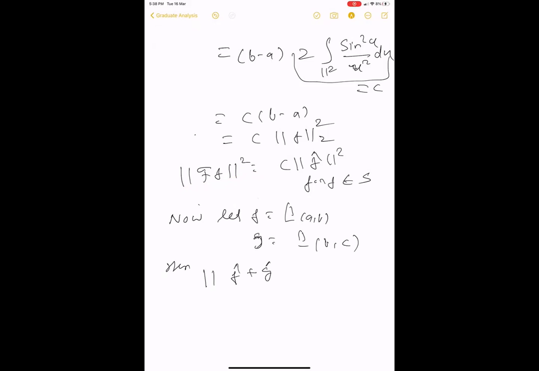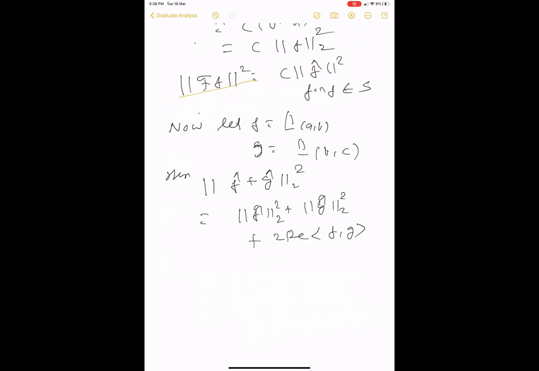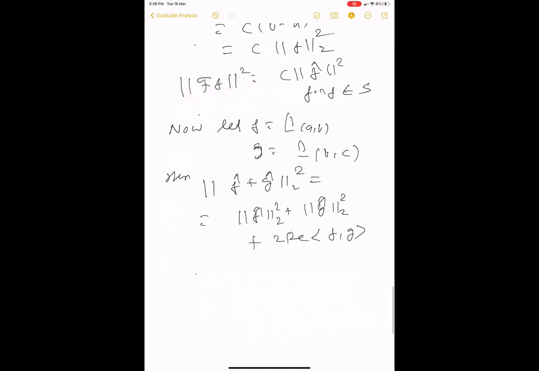let me write it like this: norm of g hat plus f hat, norm 2 square, equal to norm f hat square plus norm g hat square plus 2 times real part of f and g, right? But then f plus g hat is equal to f hat plus g hat. The Fourier transform is linear. But then f plus g equal to 1. I'm just starting the g with B, no? So 1AB plus 1BC is 1AC, right? Because it's an indicator function, which is just 1AC.